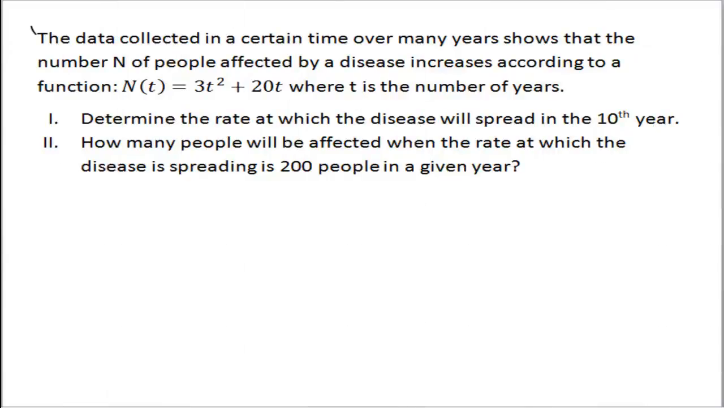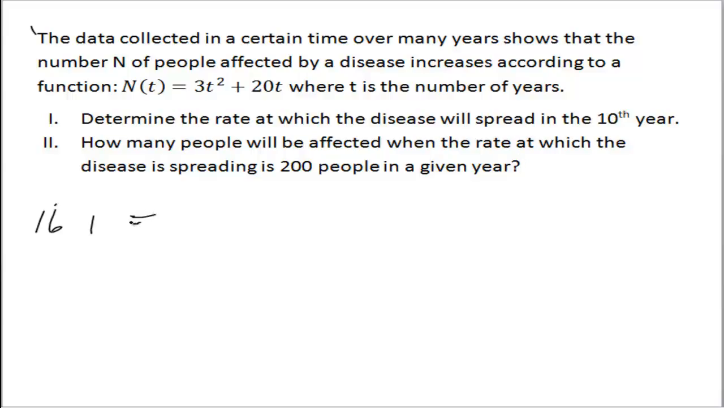This problem here is G16. It is on rate of change. The data collected over many years shows the number of people affected by a disease increases according to the function n of t, which is 3t squared plus 20t, where t is the number of years. The first part of the question, 16.1, is to determine the rate at which the disease will spread in the 10th year.